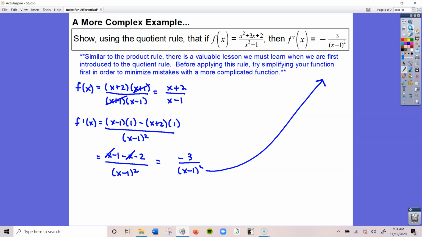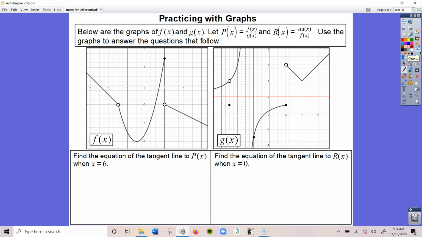Now let's go ahead and look at some graphs. Below are the graphs of f of x and g of x. Let p of x equal f of x over g of x and r of x equal sine x over f of x. And we're going to use these graphs to answer the following questions. So we see here for this first box, we're going to find the equation of the tangent line to p of x when x is equal to 6.